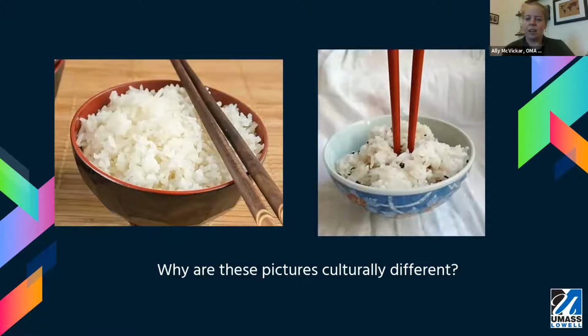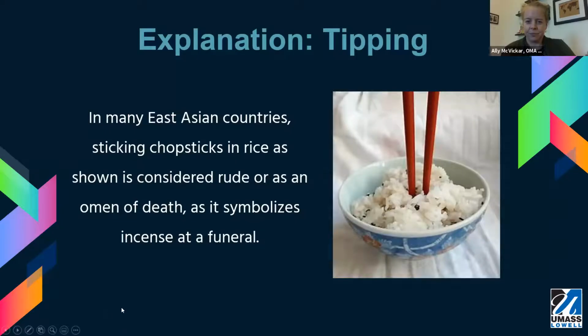Okay, how about this one? Why are these pictures culturally different? Okay, let's go ahead and see the answer. So in many East Asian countries, sticking chopsticks in rice is considered rude or even an omen of death. It symbolizes incense at a funeral. So of course, the explanation is the incense piece, not tipping. If you go to an Asian restaurant, for example, or if you decide to befriend an international student and go out to a restaurant with them, you may see that this is considered very negative. So you can just put your chopsticks right next to the bowl there.